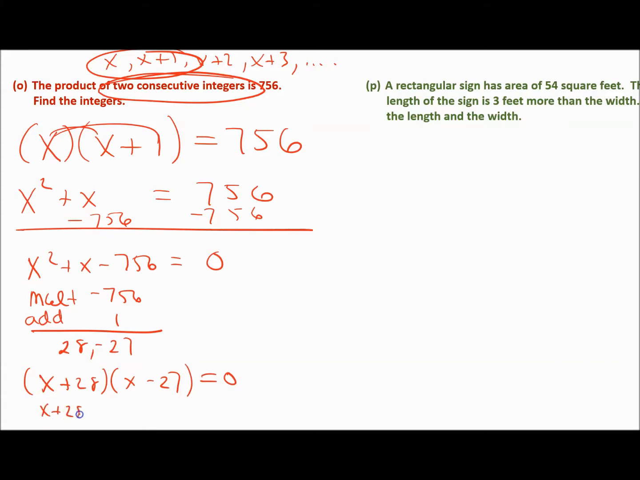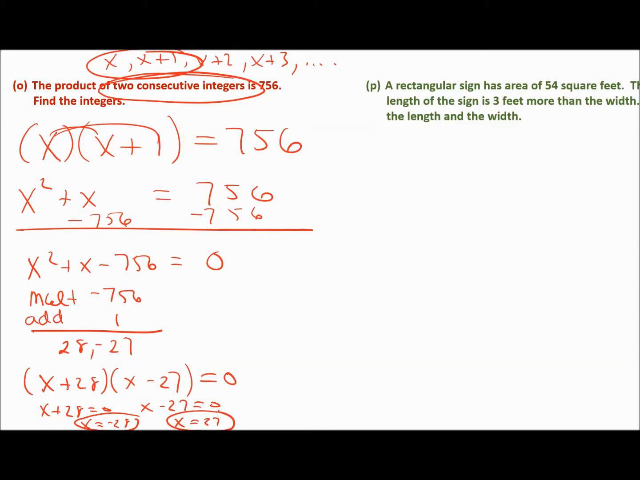X plus 28 equal to 0 and x minus 27 equal to 0. Now to solve this one, I subtract 28. So x is negative 28 and I circle it. I add 27, x is positive 27.